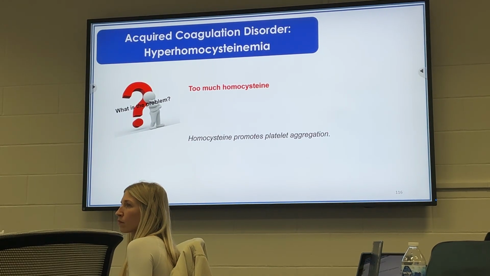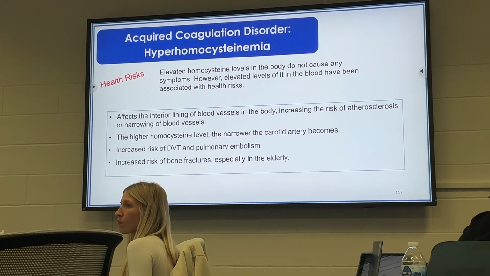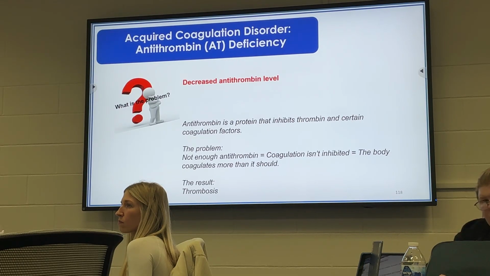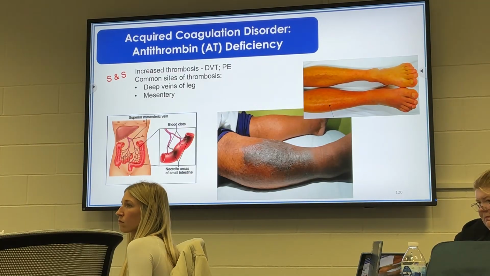Hypercoagulation is related to too much homocysteine. Increased risk of clot, so that just makes sense, increased coagulation. Maybe there's a decrease in antithrombin levels. Anytime you have too much clotting going on, obviously you worry about PEs, DVTs, strokes, all those kinds of things.